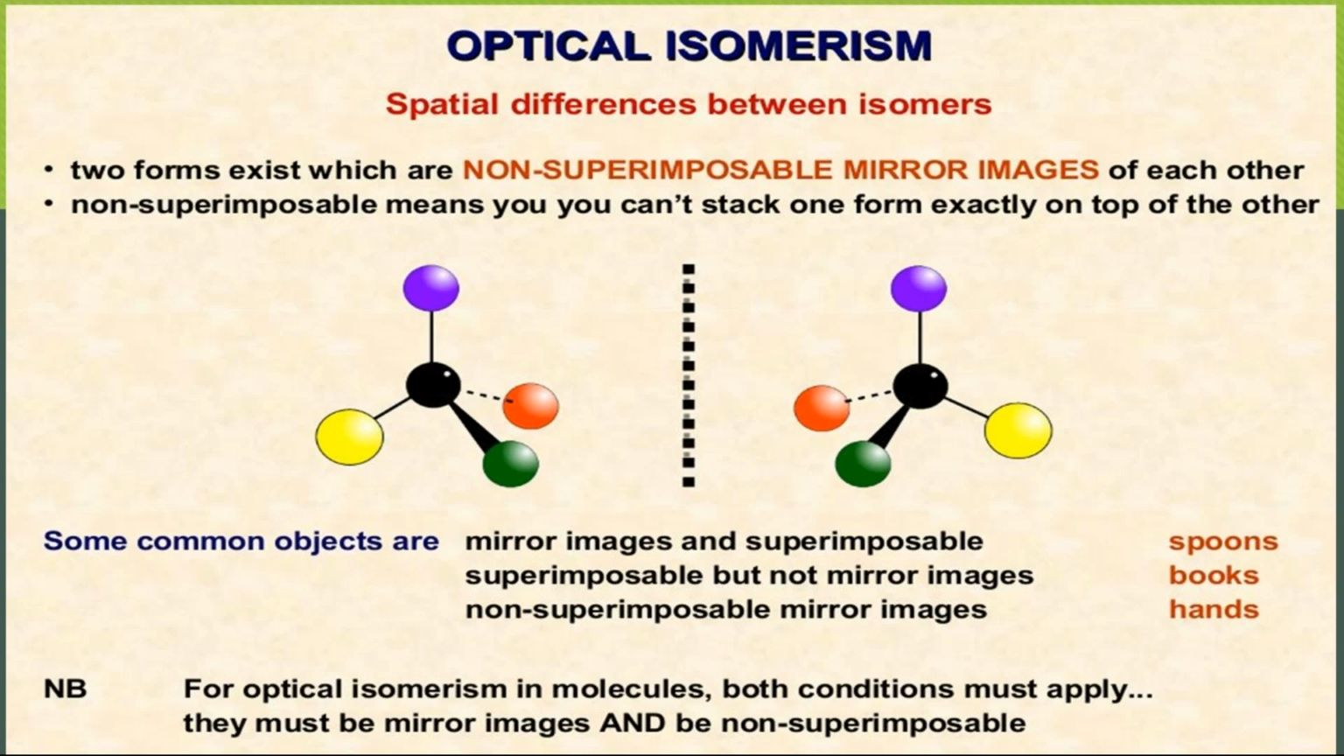Some common objects are mirror images and superimposable. Some are superimposable but not mirror images. Some are non-superimposable but they are mirror images. So we have different variations. But for optical activity, it should be a non-superimposable mirror image. So for optical isomerism in molecules, both conditions must apply. That is, they must be a mirror image and be non-superimposable. Then only can you see optical activity and optical isomerism.